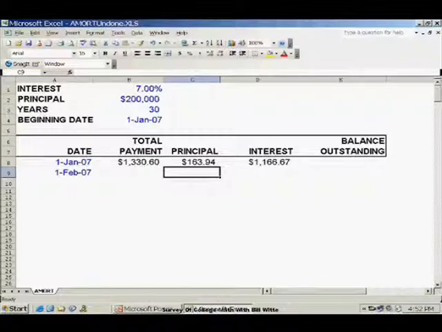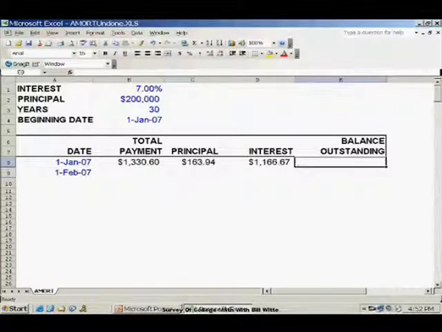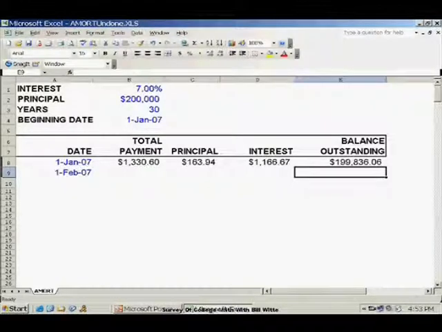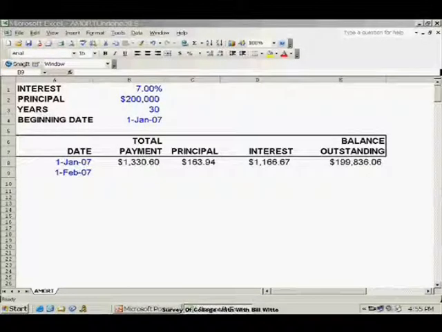And you can see the very first month, of your $1,330, you're only paying $163.94 in principal. Well, how much are you going to owe next month? Well, we'll subtract the amount of principal that you paid from the original principal. So I'll go equals the $200,000 minus the principal I paid, the $163 I paid that month, which is stored in cell C8. And next month I'll only owe $199,836. Ouch. Well, that's the first month.